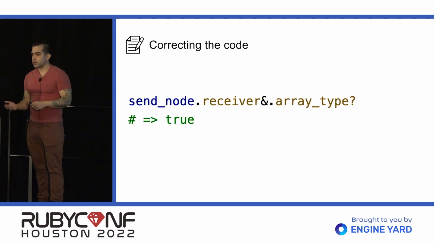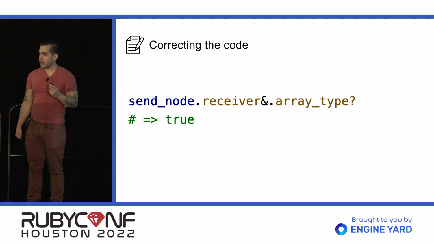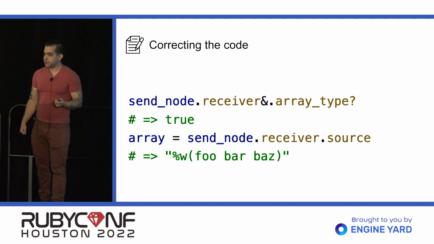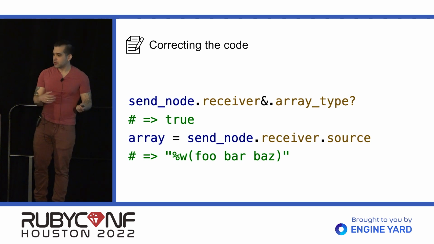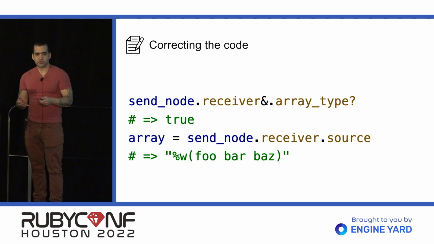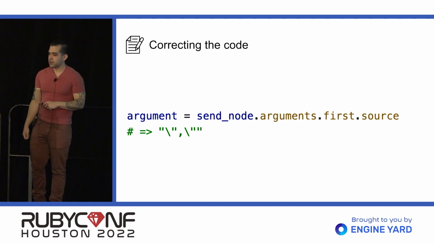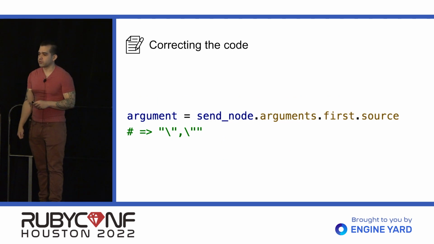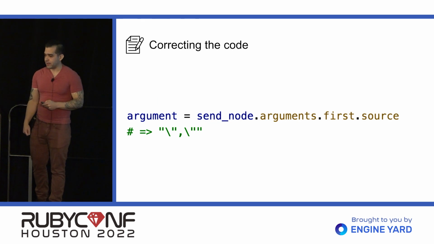Now, when we start looking into how we determine the content it should be replaced with, well, we knew that the receiver was an array type, but we can ask more questions about this receiver. For instance, we can ask it explicitly, what's the source? And this will give us exactly as it was written, the source code of this array. And we can save this as a string to use later. Similarly, we can look at the arguments and look at the source of the arguments, and this lets us get explicitly from the code exactly what was passed in.